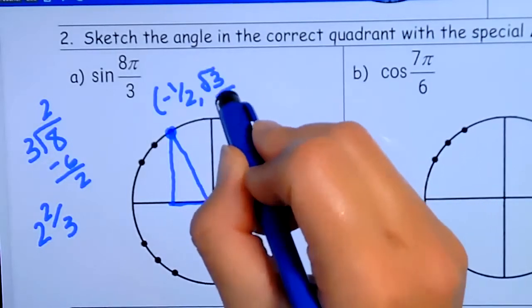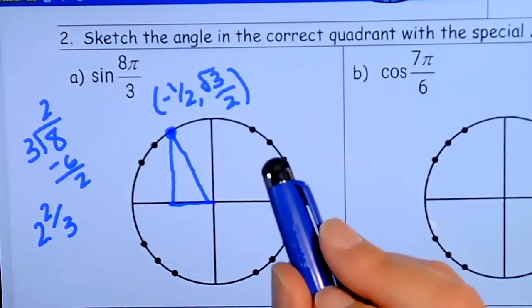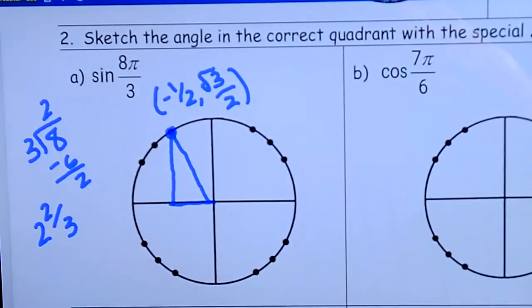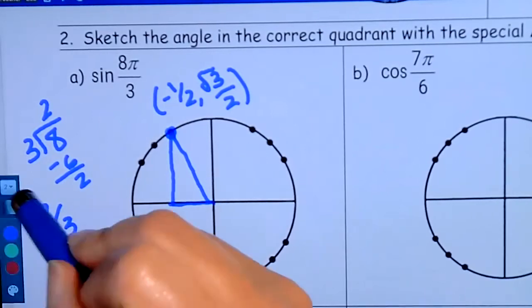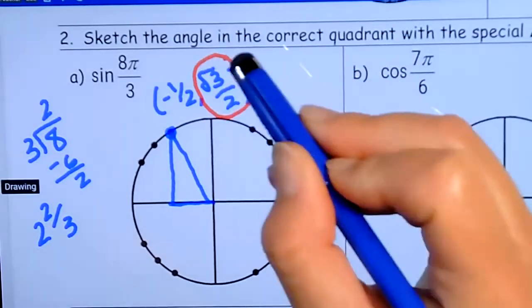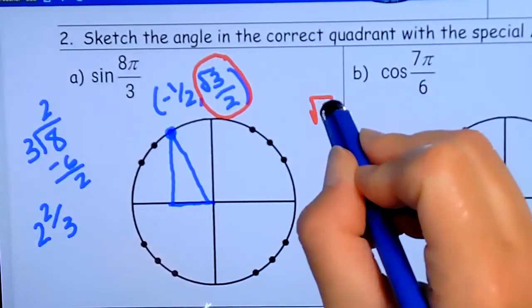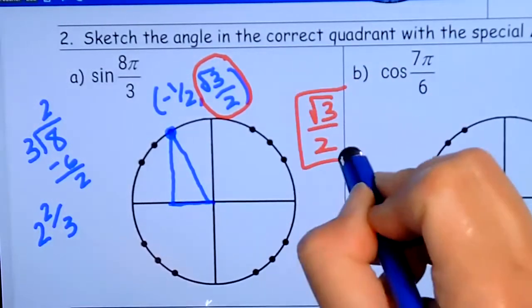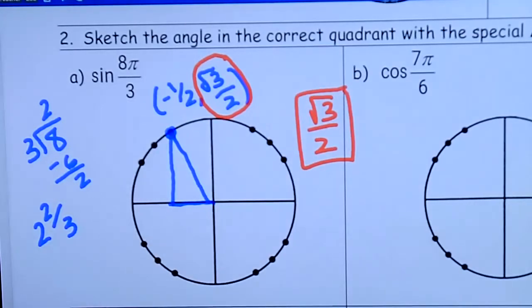And again, when we're doing this, our sine is going to be the y coordinate. So your answer, I'll do it in red, is this y coordinate, which is √3/2. That is what the sine of 8 pi thirds is.